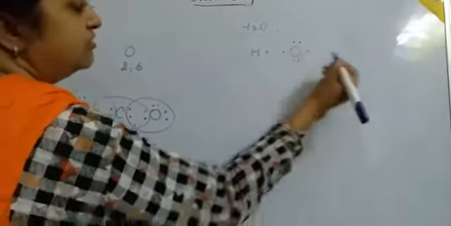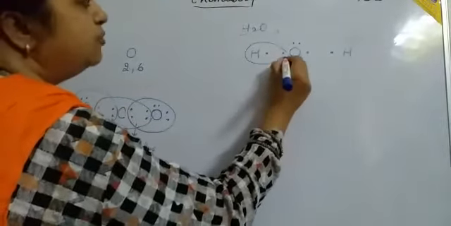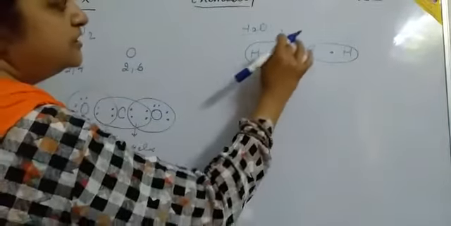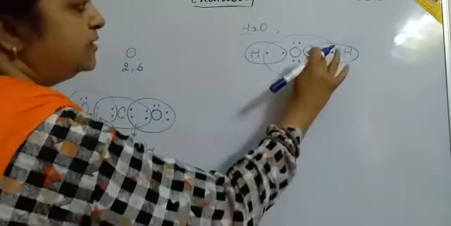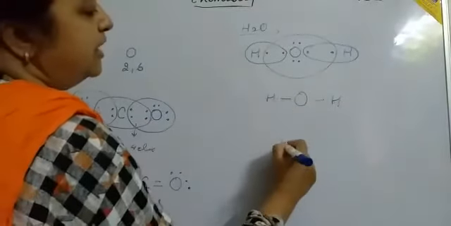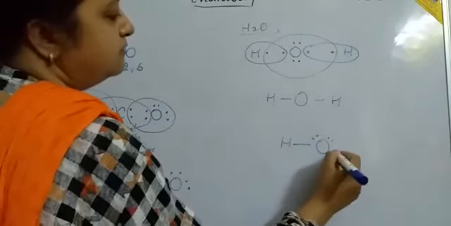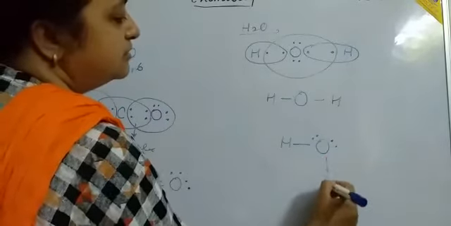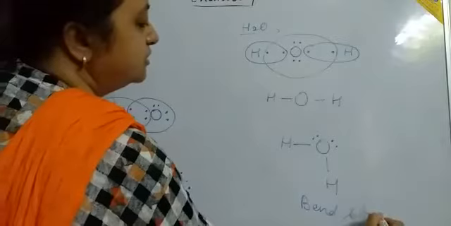This is the electron of hydrogen. Must complete the duplet of hydrogen first, then 2, 4, 6, 8, completion of the octet of oxygen. So the bond formed here is only 2 electrons, so it is a single covalent bond. Actually, due to these 2 lone pairs, the structure of water is like this. It is a bent structure.